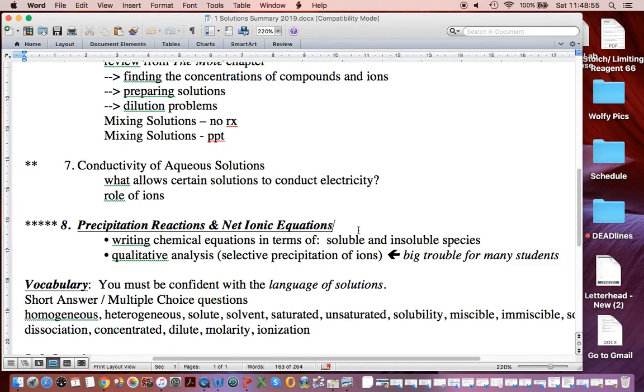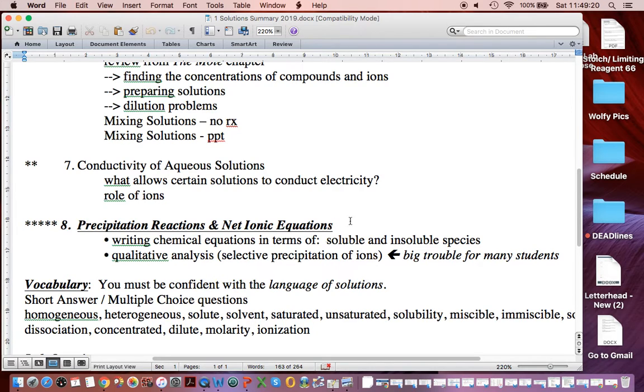You also have to do qualitative analysis, which is probably the hardest thing in this section, which is, in this case, selective precipitation of ions. So you go after one ion, and you precipitate it out while leaving the others behind. In other words, the chemical you add has to be insoluble with just one of the ions. Take it out, filter, then it gets easier as you go along as you remove the next ions one by one.